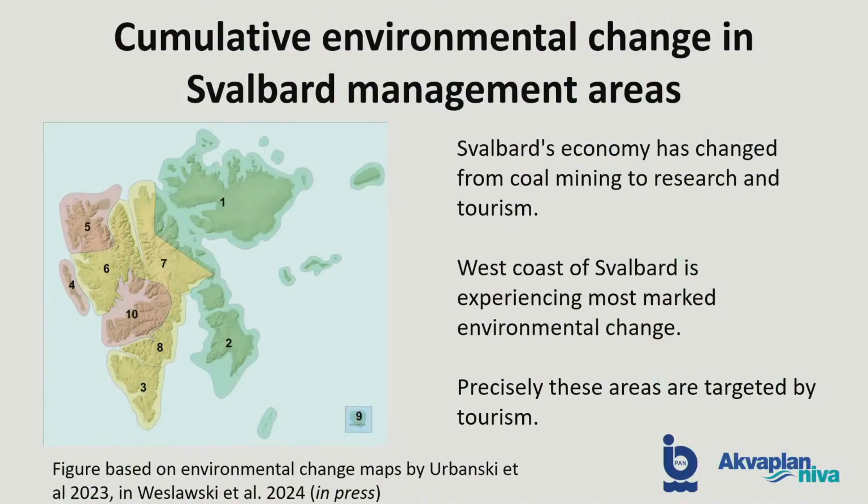So anyway, I'm just going to hop back up to Svalbard. The take-home message from this map here is the red parts are the areas which are experiencing the most marked climatic change, melting of glaciers and reduction of sea ice. But funnily enough, these areas are precisely the areas that are being targeted by adventure tourism.